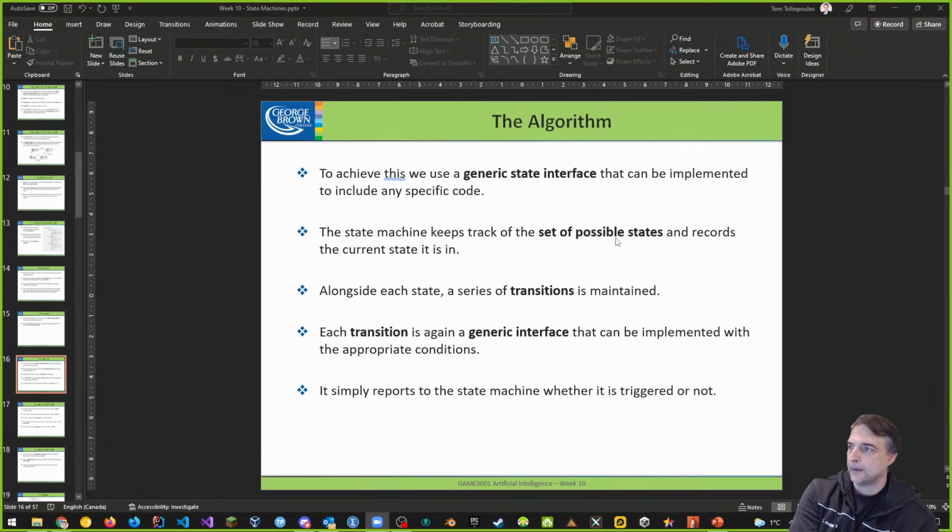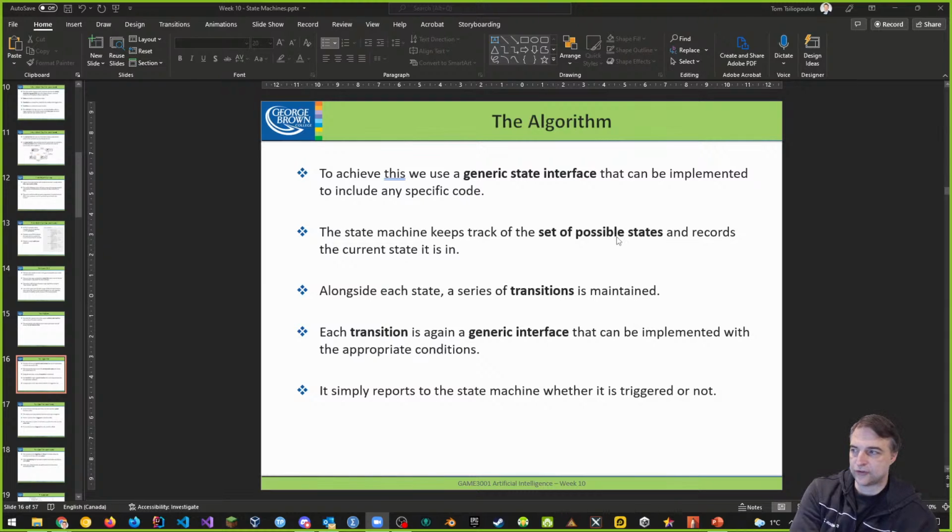Each state machine. So really the algorithm, when we think about it, is this: we're going to use something called a generic state interface that can be implemented in the code. What we want to think about is we're going to have a set of possible states, how many states there are. A lot of times what I would do with this is use some kind of enumeration, right? An enum. So again, moving from one state to the other state: attack state, pursue state, flee state. Those are all different kinds of states that we can have for the AI, right?